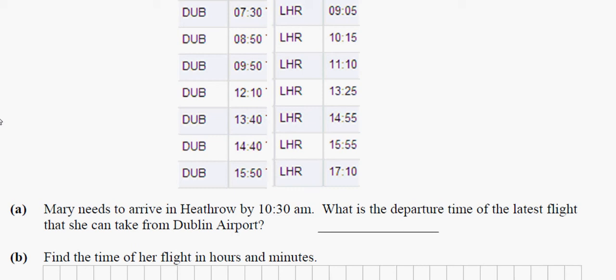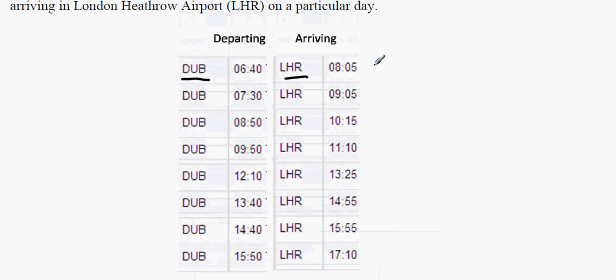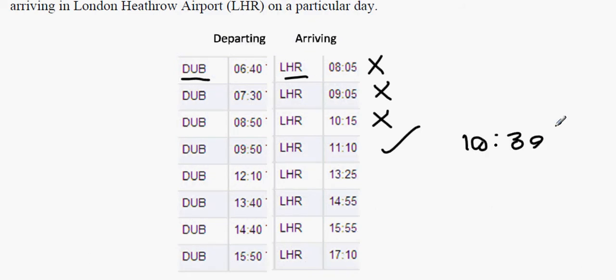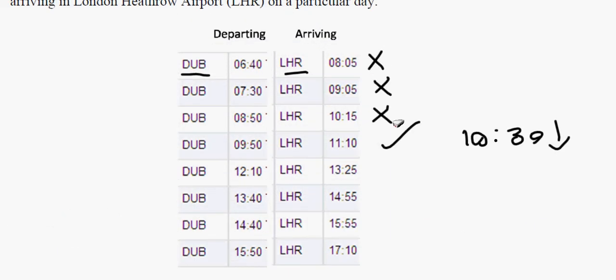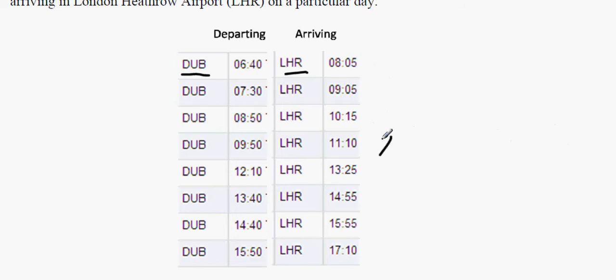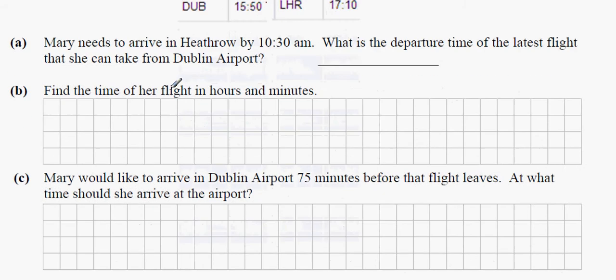Look at the arrival times. Too early, too early, too early. This one's after 10:30. Is it before or after 10:30? She has to arrive by 10:30. So this one's too late, but this one's just right, just 15 minutes before 10:30. So the answer would be you're leaving Dublin at 10 to 9, so 8:50.